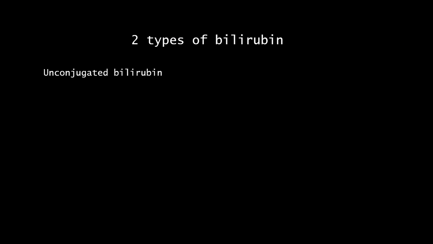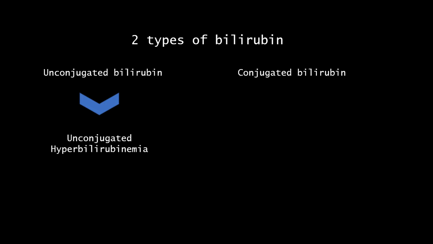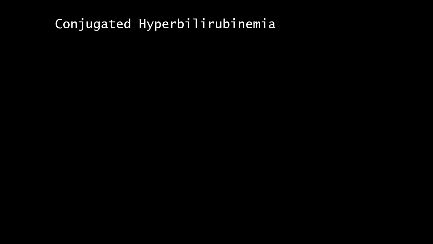Those are unconjugated bilirubin, also known as indirect bilirubin, and conjugated bilirubin, also known as direct bilirubin. So, there are two main categories: unconjugated hyperbilirubinemia and conjugated hyperbilirubinemia. So then let's talk about the etiology of these two categories. Let's take the conjugated hyperbilirubinemia first.